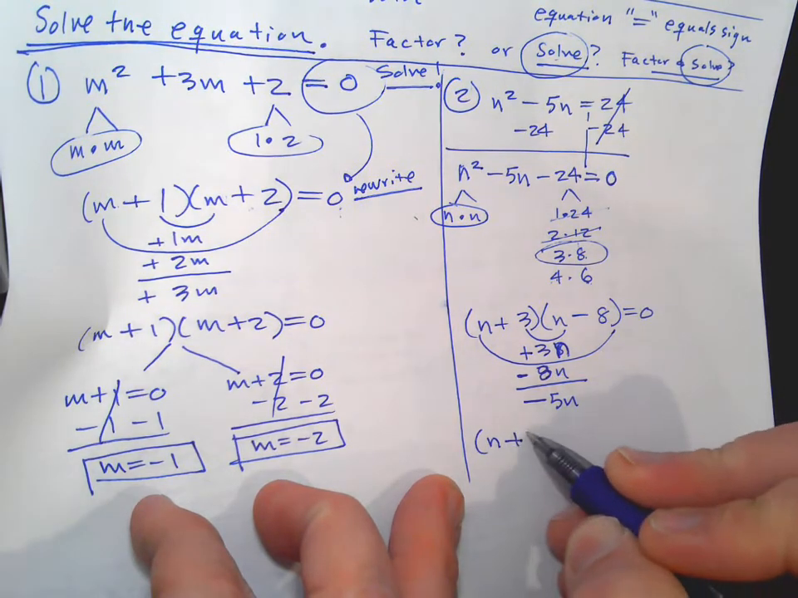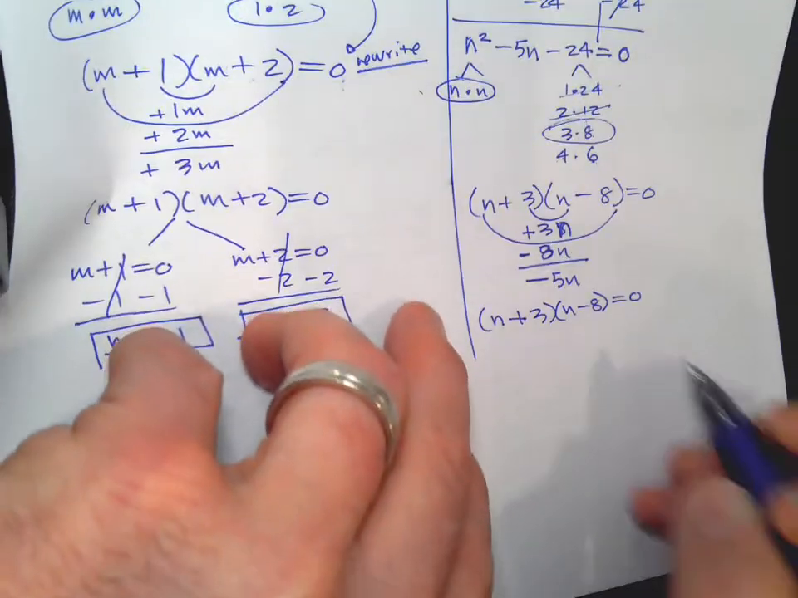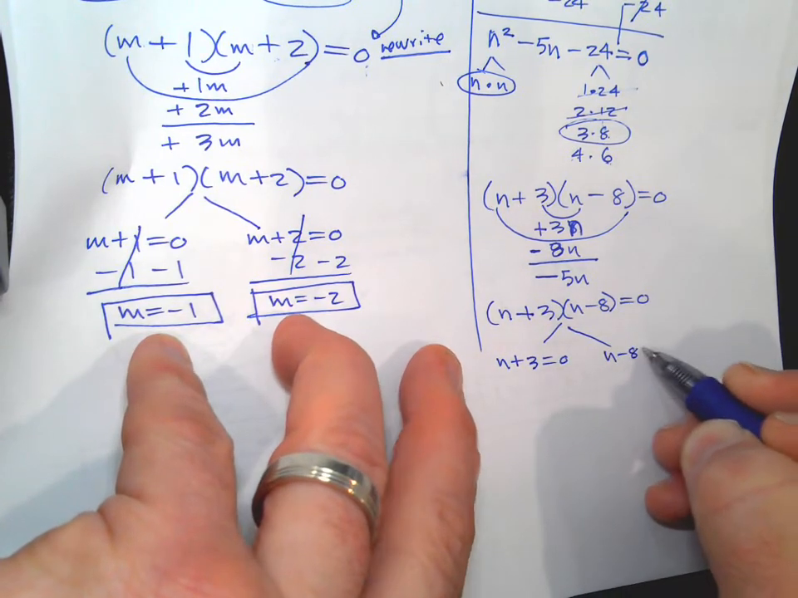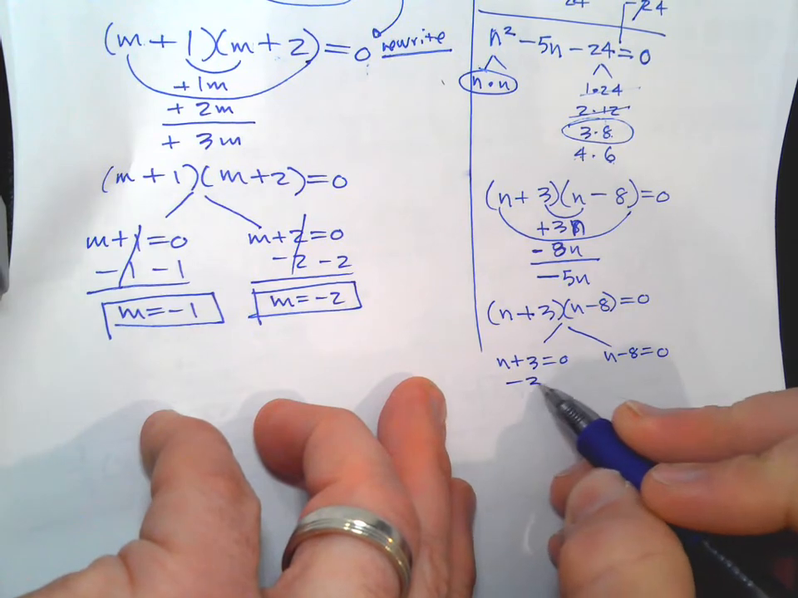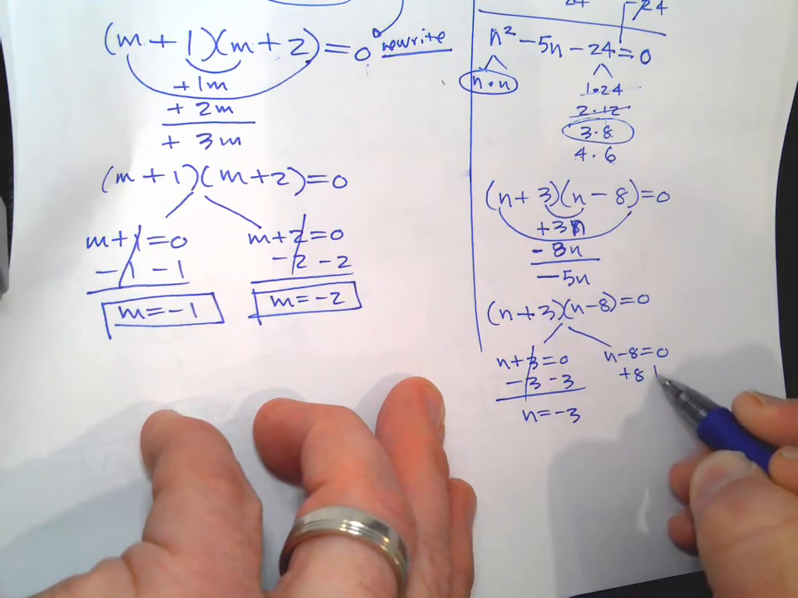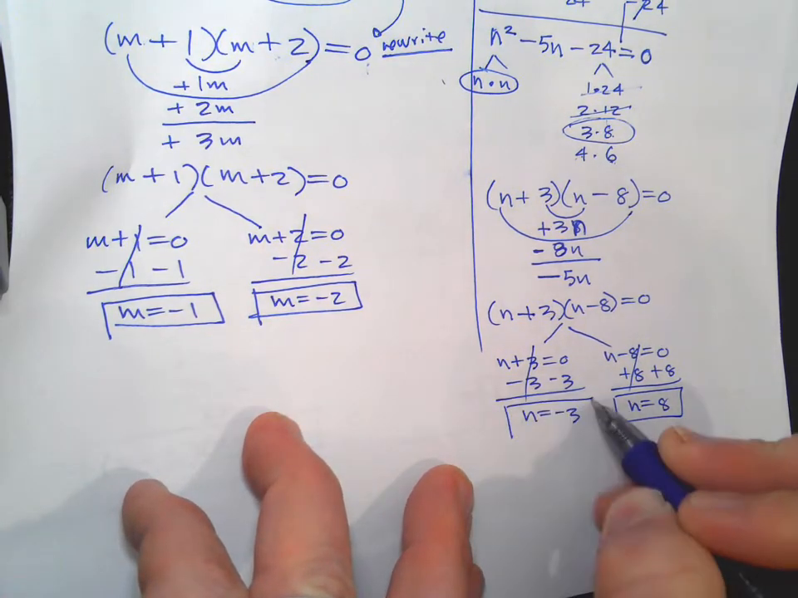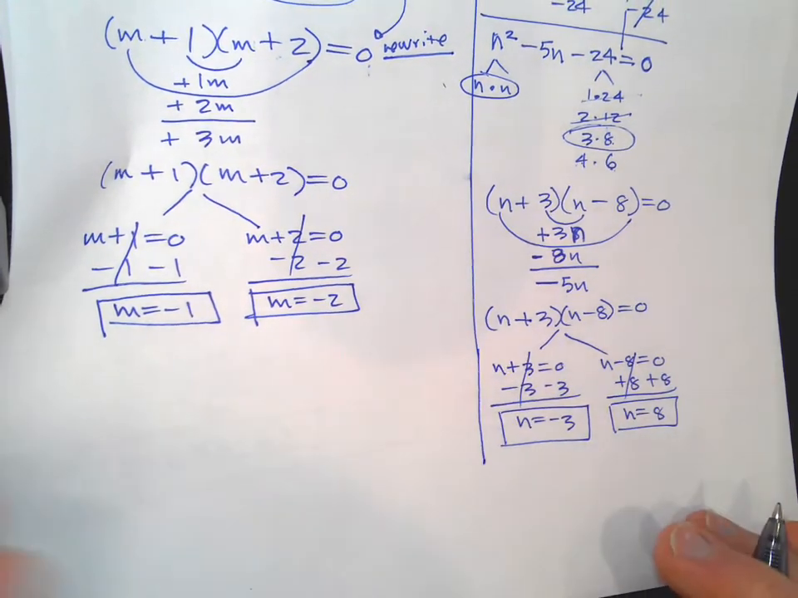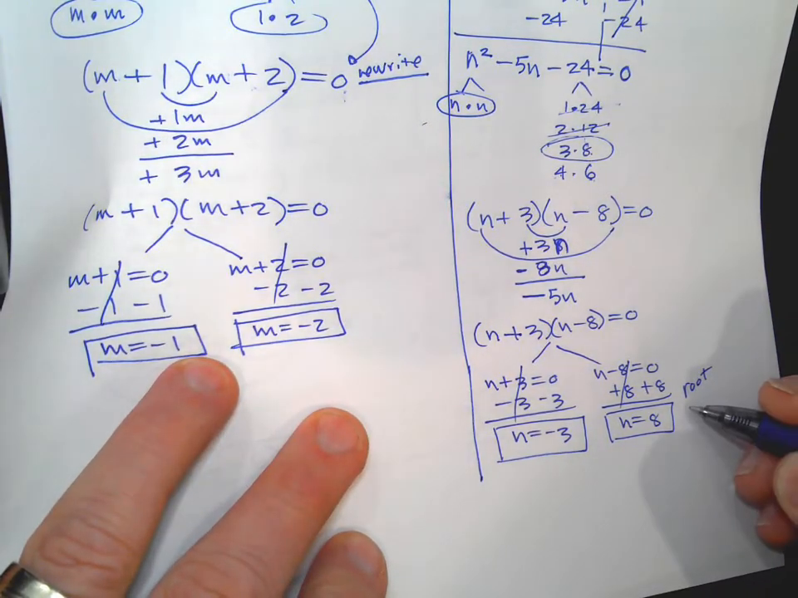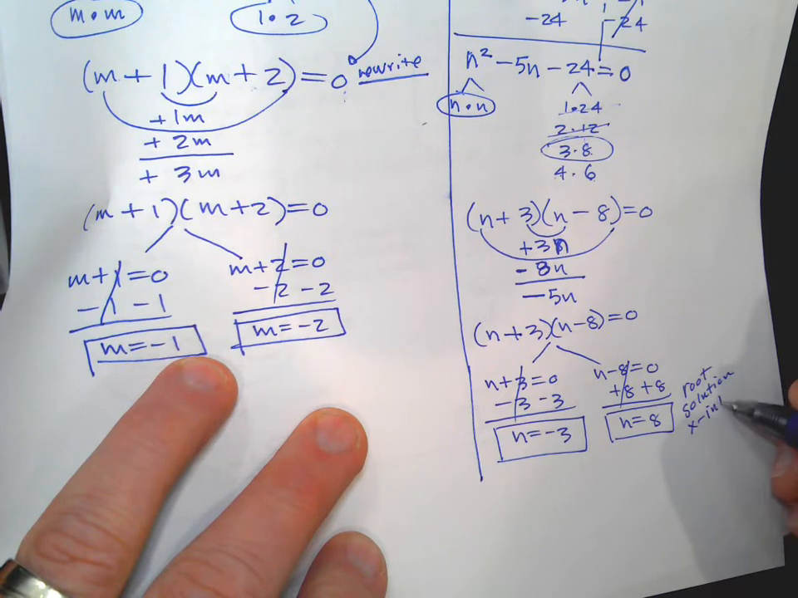So we're going to rewrite it, equal to 0. So n plus 3 equals 0, n minus 8 equals 0. And we're going to solve each one. Subtract 3 from both sides: n equals negative 3. Add 8 to both sides: n equals 8. And those are your answers. 2 answers. We expect to get 2 answers usually, unless they're the same answer, then we don't write it twice. We call these either the roots of the equation, the solutions, and sometimes we call them the x-intercepts. That's what we were talking about last week.